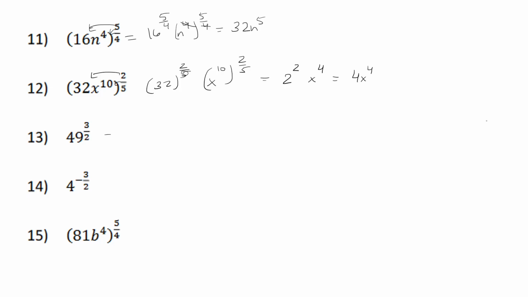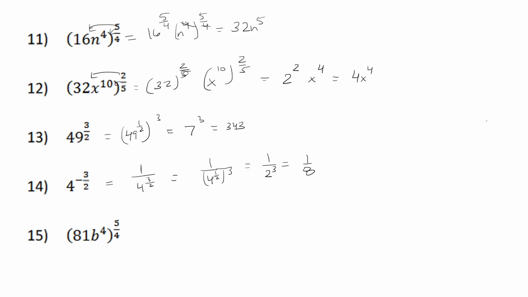For 49 raised to 3/2, first we'll do the square root, and then we'll cube it. So the square root of 49 is 7. Cube that is 343. Okay, 4 raised to the negative 3/2 power. The negative tells us to put it on the bottom as 1 over 4 raised to 3/2. And then we can take the square root first and then cube it. So the square root of 4 is 2. Cube that is 1 over 8.